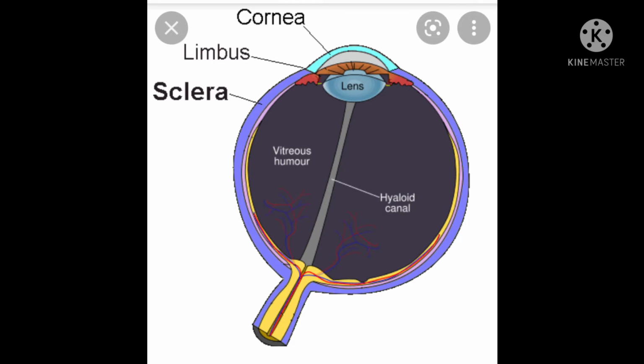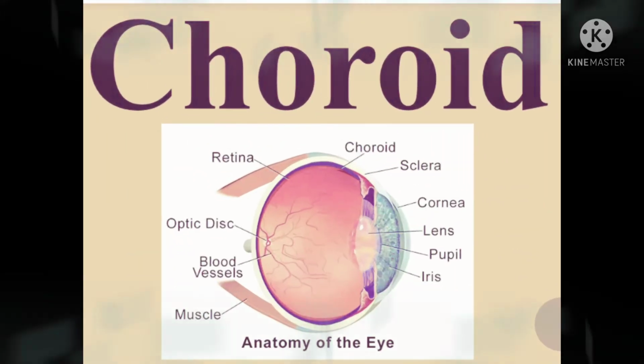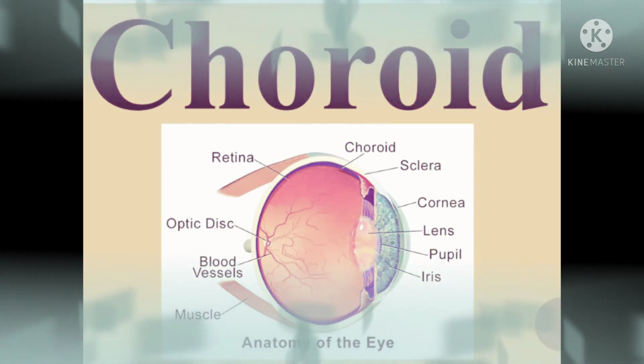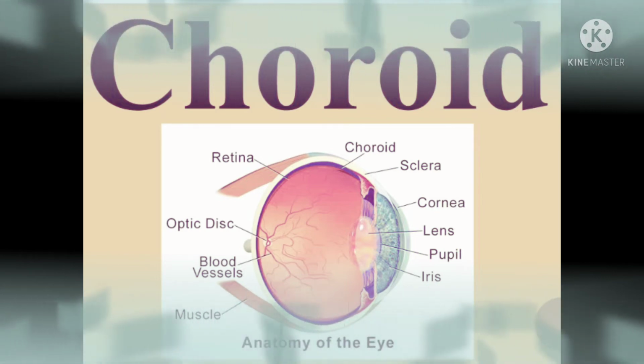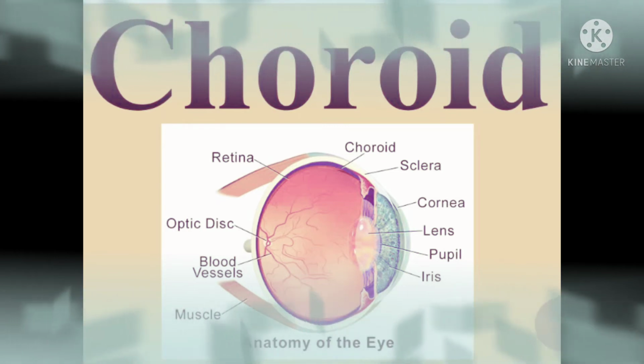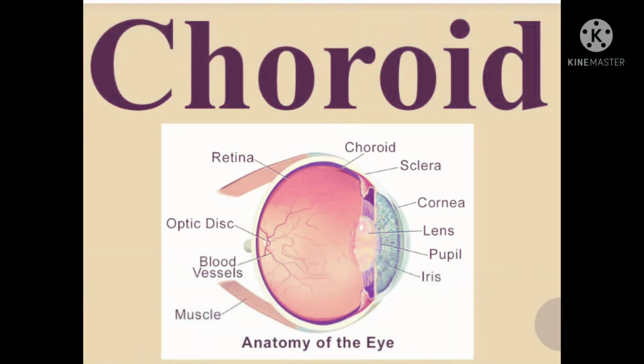Now we shall see the second layer, choroid, which is also called uvea. It is the middle vascular and pigmented layer consisting of a choroid proper, a ciliary body and iris. The choroid proper is a pigmented vascular layer that lines the sclera. It prevents internal reflection and provides nutrition and oxygen to the retina.